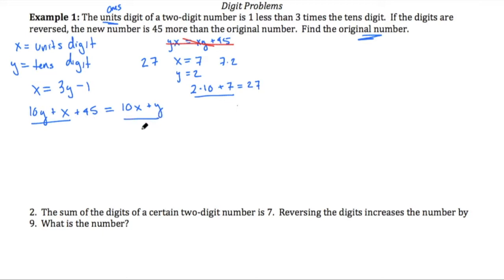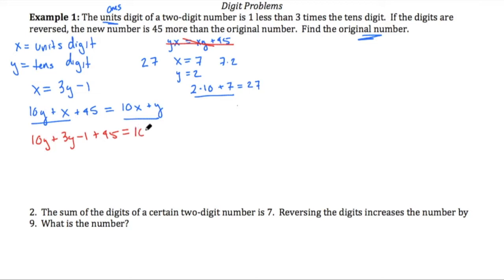Okay, so because of the way this system was written, I already have one variable solved for in our first equation. So this is going to let us solve the system by substitution. So I'm going to rewrite the second equation, 10y, but I'm going to replace x with 3y minus 1, add 45. And on the other side, I'm going to do the same thing.